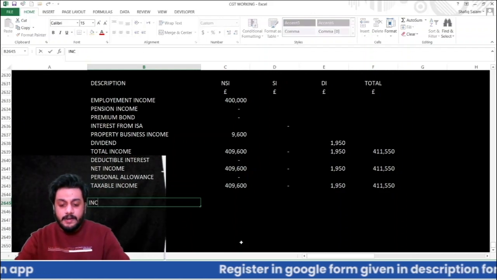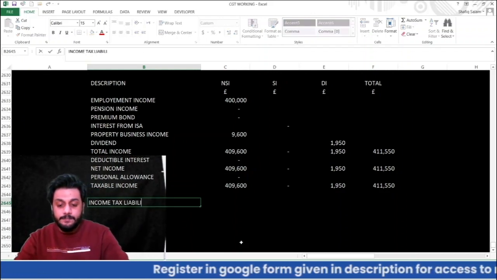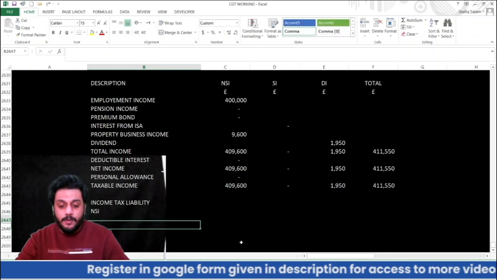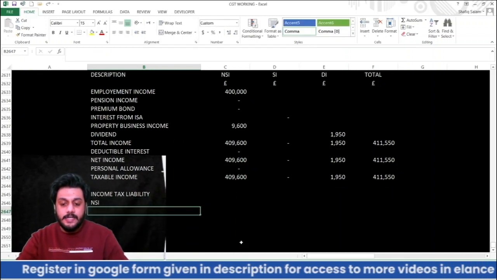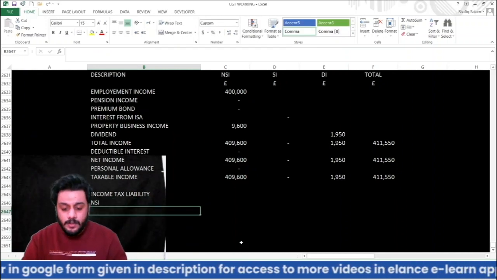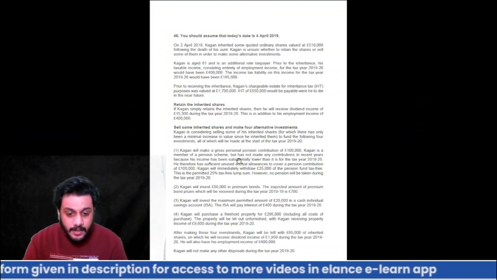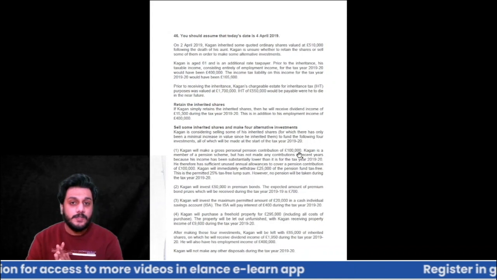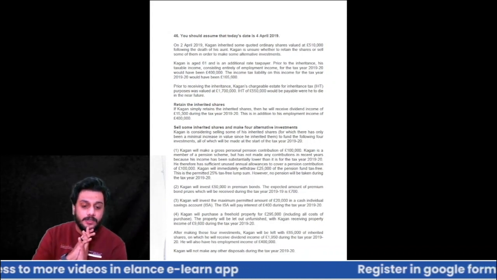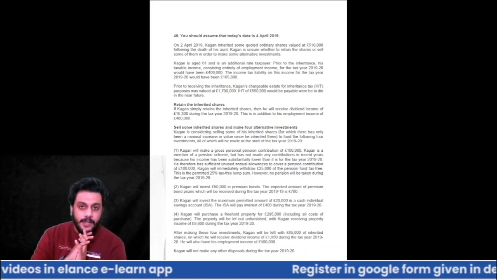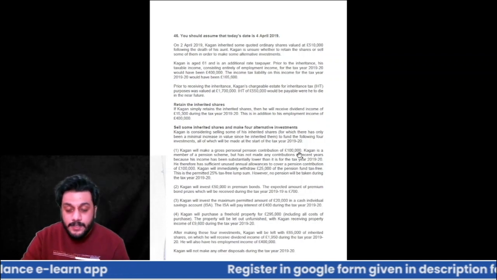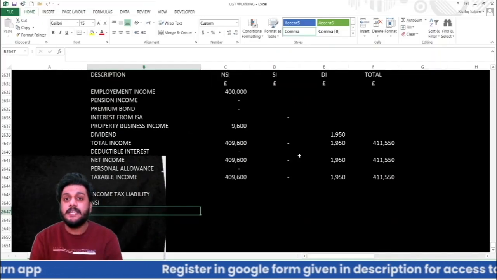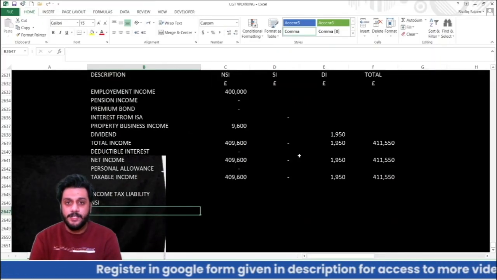Okay. Now we can calculate the income tax liability. First, I will be calculating for NSI. For NSI, since there is no gift aid donation or personal pension contribution, let's see where there is personal. Yeah, this one is a personal pension contribution, right? 100,000 is a personal pension contribution. All right. So since this 100,000 is a personal pension contribution, we have to do the steps which are exactly the same as for the gift aid donation.